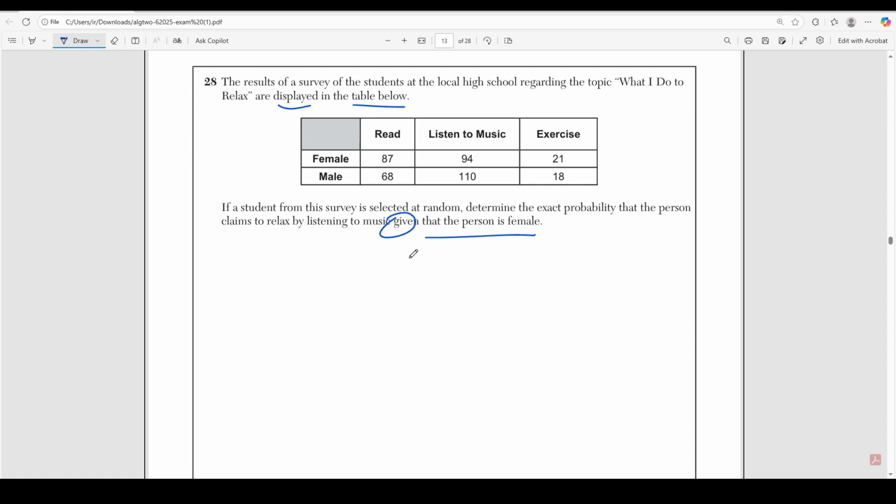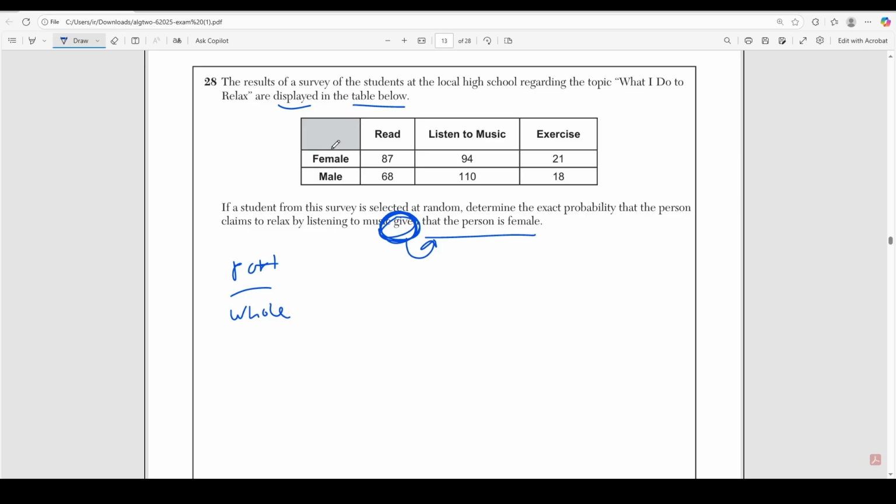So here's the key word, right? Given. First of all, probability is what we call part over whole. So the trick here is you just need to figure out what the part is and what your whole is. Whenever you read the word given, whatever comes after that given is going to be your whole. So given that the person is female.